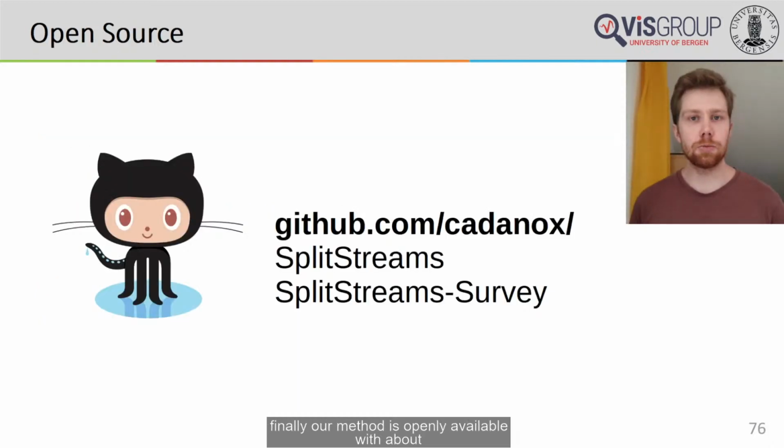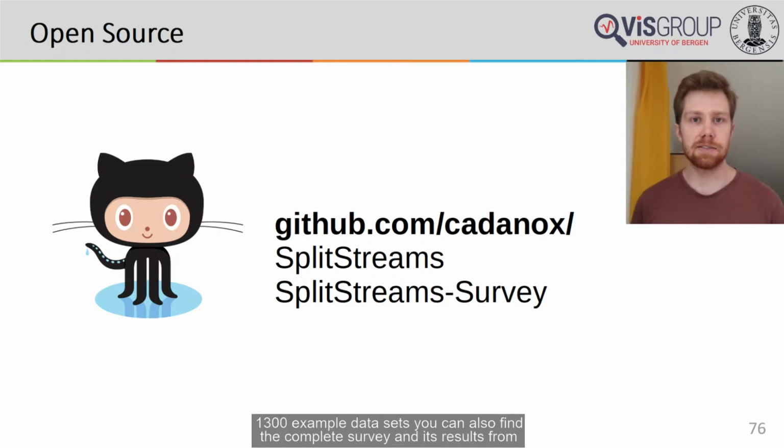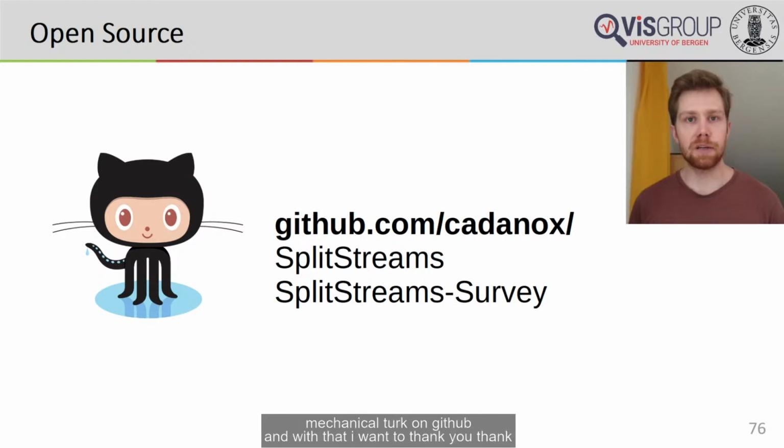Finally, our method is openly available with about 1,300 example datasets. You can also find the complete survey and its results from Mechanical Turk on GitHub.